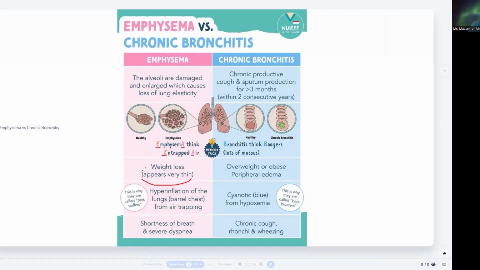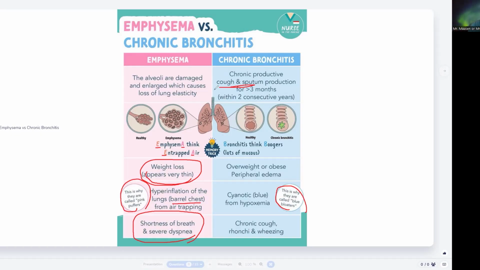They're going to have weight loss. These people are usually really thin because of the anorexia and the energy they burn breathing. They burn so much energy breathing. So they have the barrel chest because of air trapping, and it's extreme shortness of breath and dyspnea, pink puffers. Blue bloaters for chronic bronchitis.